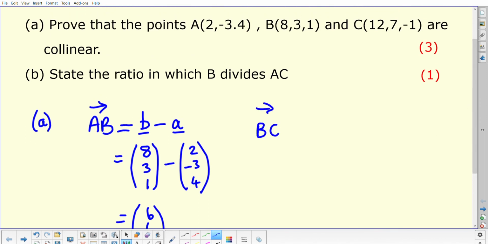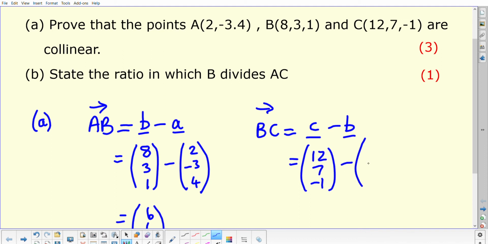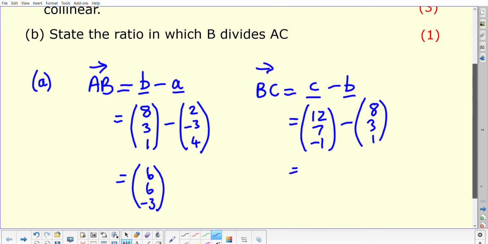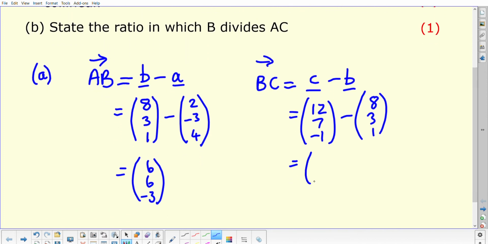vector is. So to go from point B to point C, what I really want, or what I'm hoping, is to see that they will in fact be multiples of each other. So the result for B to C would be using position vector of C minus position vector of B. So our C here is 12, 7, minus 1, and you're subtracting position vector for B, which is 8, 3, 1. That gives you the answer of 4, 4, minus 2.